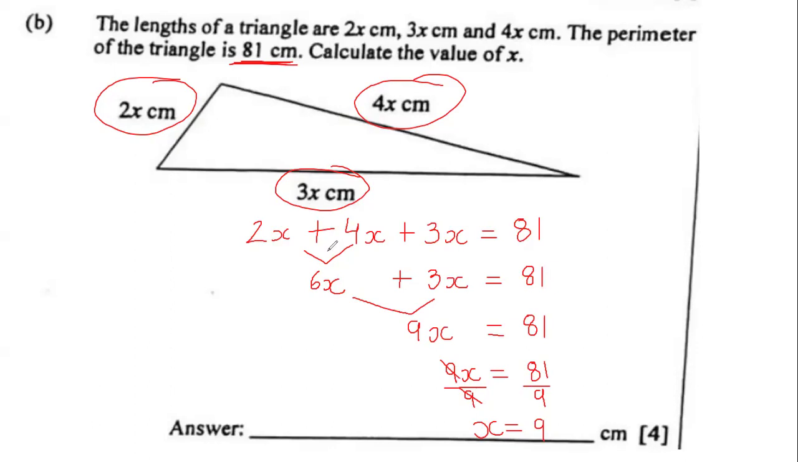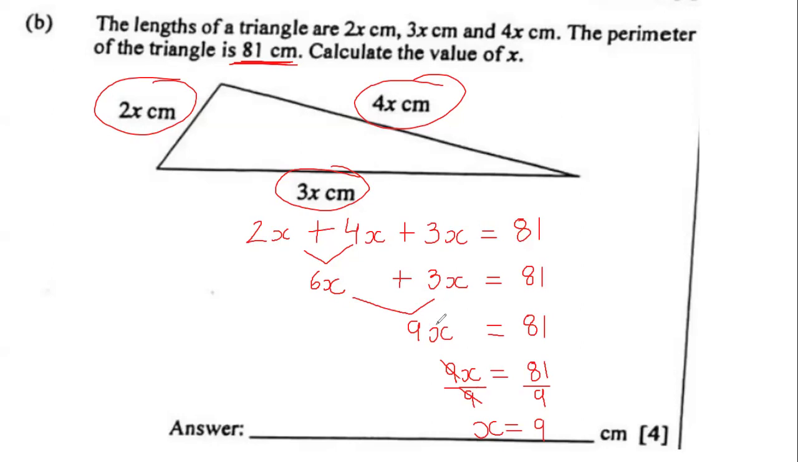The first thing I did was I added the 2x and the 4x, right? So I added the 2x and the 4x, which gave me 6x. Then I added 6x plus 3x, which gives me what? What is 6x plus 3x? 9x. Very good.